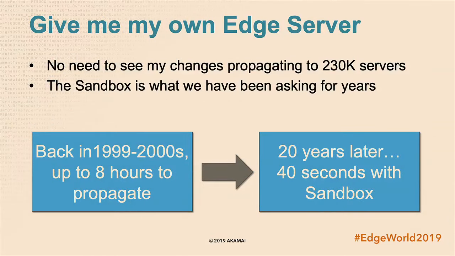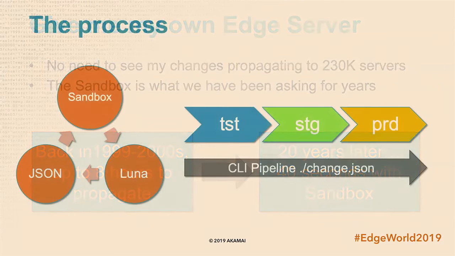So we've been asking for years now, give me my own edge server. As an engineer, as a CDN admin, as a DevOps guy, I couldn't care less about propagating this to thousands of servers at the moment of development. I just want to push a button and see my changes. So the sandbox is this magic thing that we've been asking for years now. Back in 1999, we would Akamaize just one line of an object, or we needed to Akamaize a large image, and it was a phone call, it was an email, and sometimes 8 hours later the change would be in production. And now, 20 years later, we can see the change happening in 40 seconds. And you will see this today during our demo.